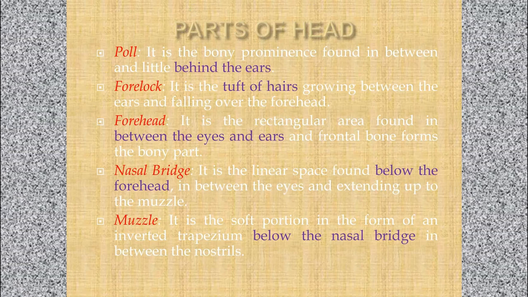Poll is the bony prominence found between and behind the ears, in between the two ears. Whereas the forelock is the tuft of hair growing between the ears and falling over the forehead. And the forehead is the rectangular area found between the eyes and also the ears. And the frontal bone forms the bony part.